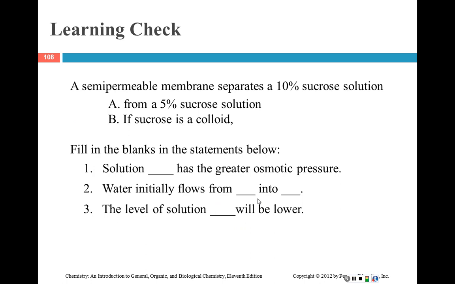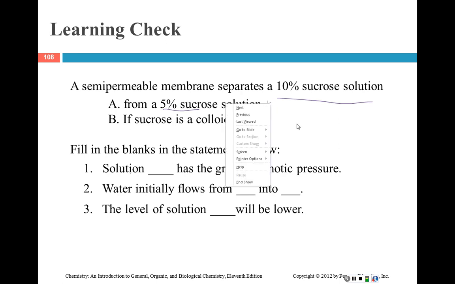A semi-permeable membrane separates 10% sucrose solution from a 5% sucrose solution. So the solution, which one of them, A or B? A is a 5%, and the other is a colloid. So which solution has the greater osmotic pressure? Water initially flows from where to where? From the 5% to the 10%? And which level would be lower?